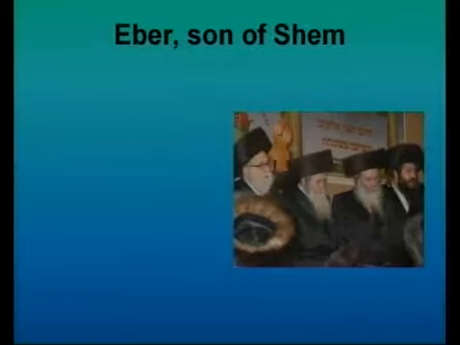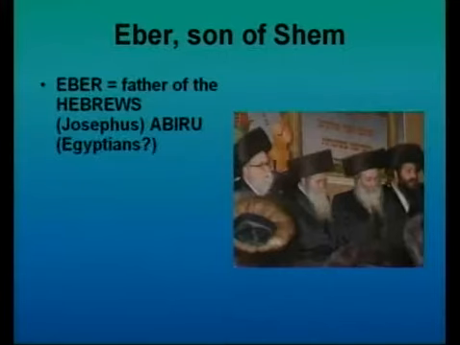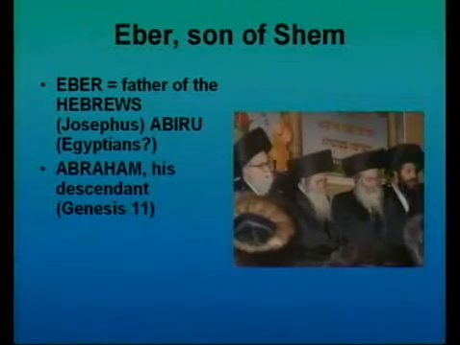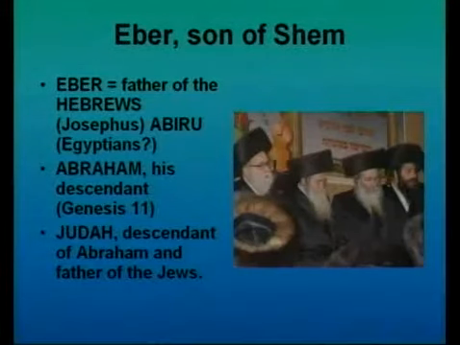Now, Eber, son of Shem, well, you can look straight away where we're going with that one on the right-hand picture. We'll trace through about the Jewish people, but Eber was the father of the Hebrews. This is a long time, of course, centuries before the Jewish people as such. And some scholars reckon that the Egyptian records speak about the Abiru, possibly also a reference to the Hebrews. Abraham, of course, was a descendant of Eber. And Judah was a descendant of Eber and Abraham, and of course was the father of the Jewish people. And that's how you get those. And the Jewish people, of course, spread throughout the world, as we know.